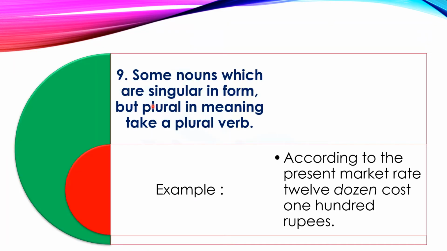Some nouns which are singular in form but plural in meaning take a plural verb. Look at the example: according to the present market rate, 12 dozen cost 100 rupees. Here, as you can see, 12 dozen is singular in form, but it shows plural in meaning. Dozen shows 12 in number, so 12 dozen is more, and that's why it shows a plural meaning. For that reason we take a plural verb, so we used the plural verb form cost. Let us move to the next rule.